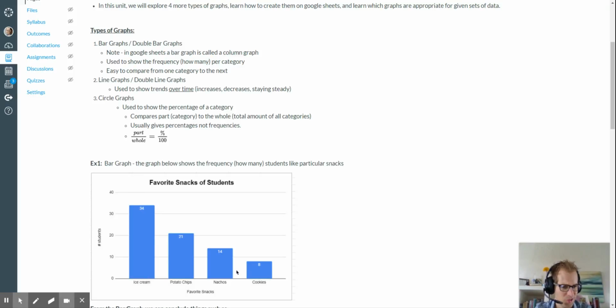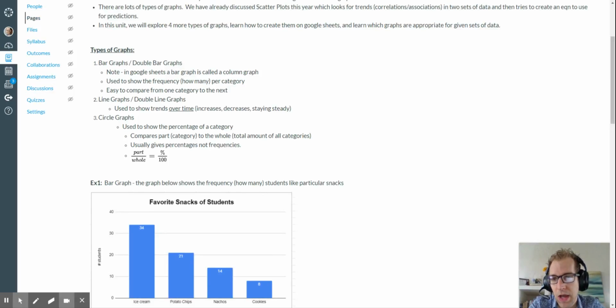In fact, we had to do a lot of work to add them all up to figure out there were even 77 total students that were surveyed. The circle graph kind of fixes that problem. So you can see the percentage of the total category or of the total. So it compares parts, so a category, to the whole or the total amount of all categories. And if it was that first example, it would be the number of students, for example. So it usually gives percentages, not frequencies.